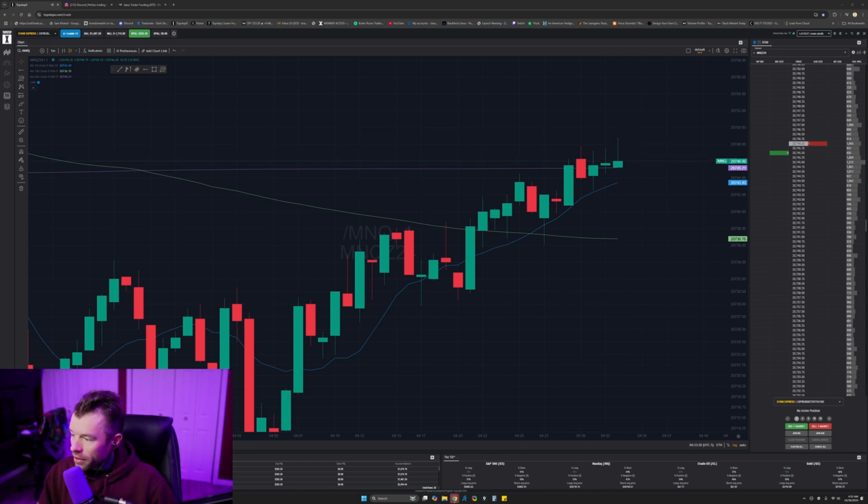There's the pop we were talking about. Comes up, scooches my order, boom, boom, right before 20,750. And we got like $200 on the day or something like that. Yeah, 202. So not a bad first little scalp trade momentum.